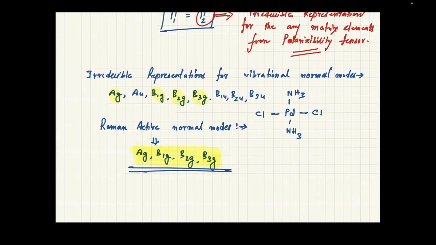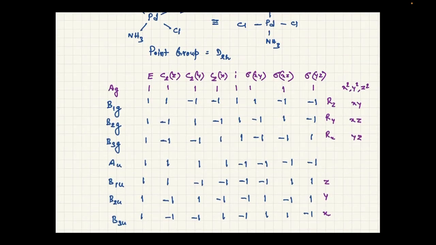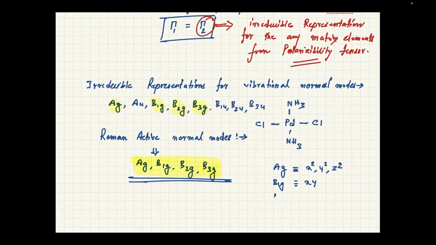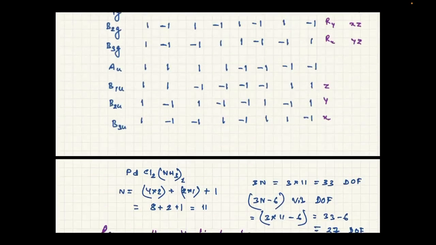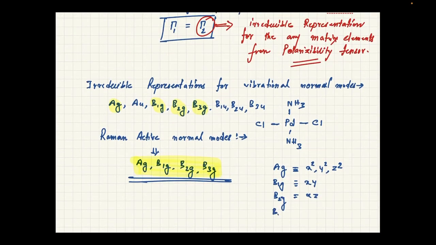Okay, why? Because AG represents x square, y square, or z square. B1G represents xy. B2G represents xz, and B3G represents yz. Okay, that's why.